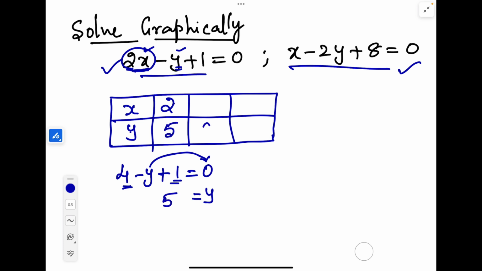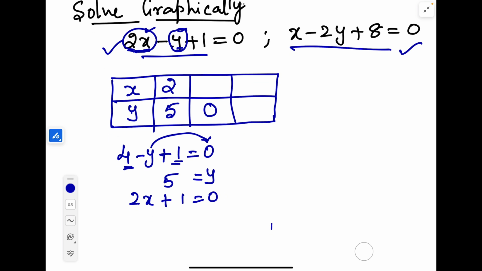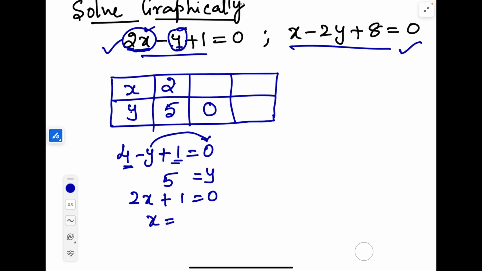Let us take y value as 0. If we take y value as 0, this part will go off. So what we will get? 2x plus 1 is equal to 0, or x will become minus 1 by 2, minus 1 by 2 or minus 0.5. So this part will be minus 0.5.